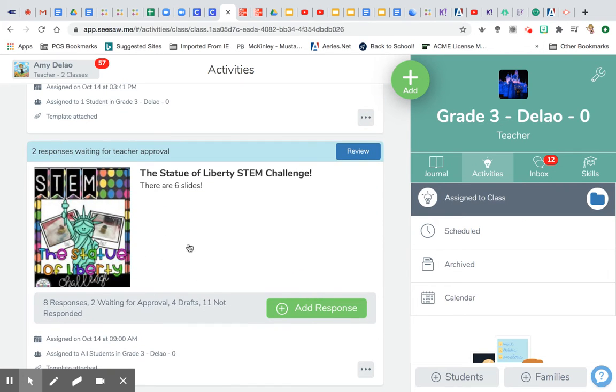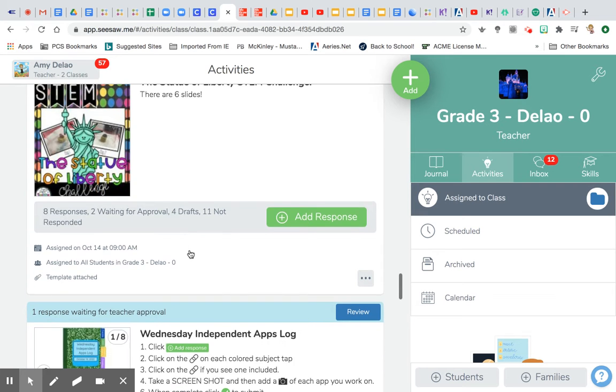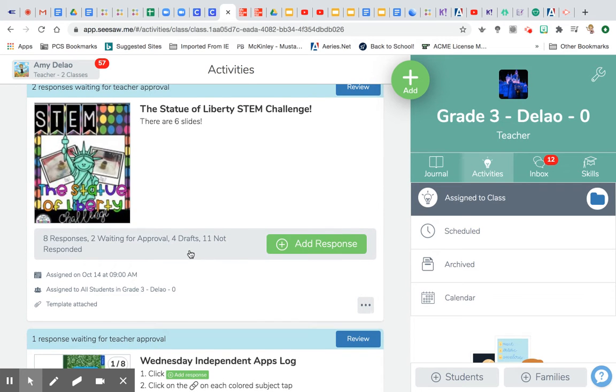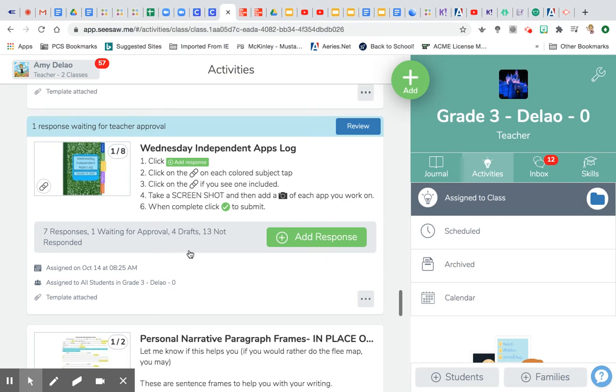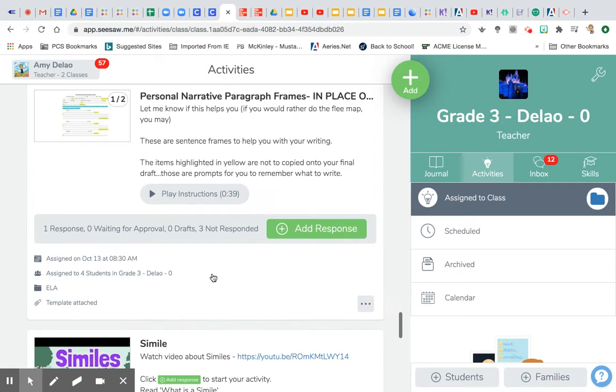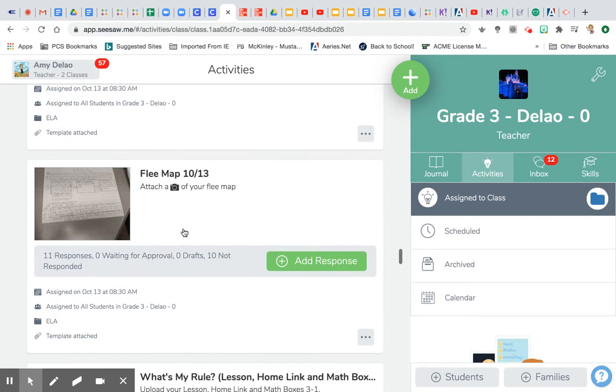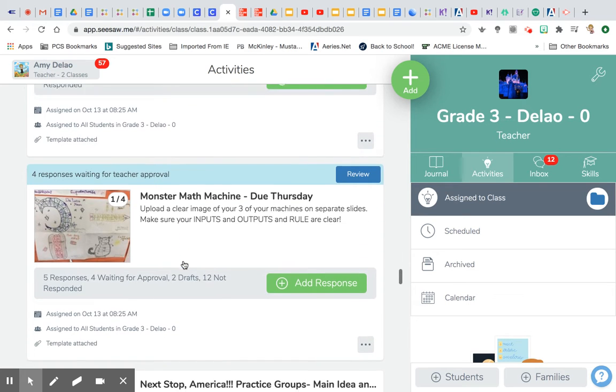Don't forget to get in your Statue of Liberty by tomorrow because we want to share them before we go on our Statue of Liberty virtual field trip. And don't forget your independent app log. There are a lot of apps on here, but the 2 most important ones I keep saying are Extra Math and Lexia. Those should be used daily, okay? Your narrative, flea maps, make sure those get in. Also similes, flea maps. Please make sure you get those in, your monster machines.